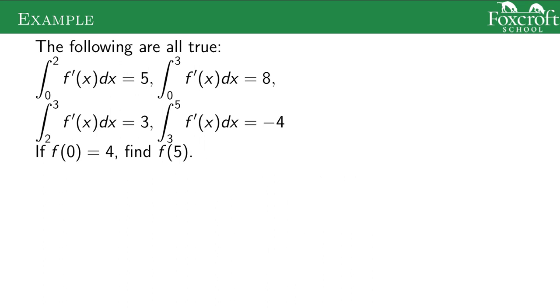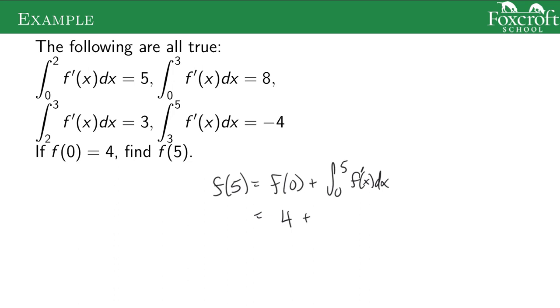All right, here we're starting at 0, and we're trying to get to 5. So f of 5 is f of 0 plus the integral from 0 to 5 of f prime of x. Again, make sure you don't forget to use the area under the derivative. And we're trying to find f of 5. We know f of 0 is 4.